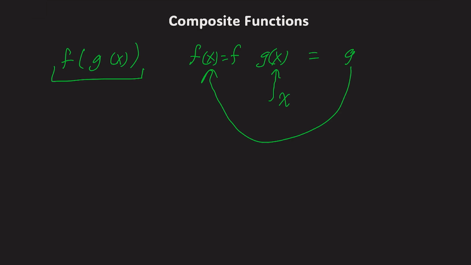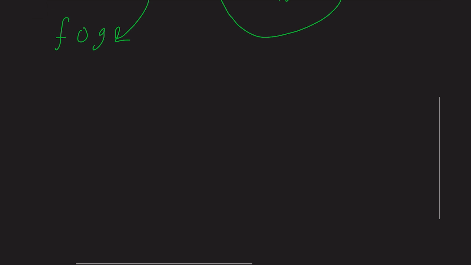And another notation we have for that is, instead of writing f of g of x, we can write f of g like this, okay? These are equivalent notations. They mean the same thing. So let's demonstrate an example first of all, okay?